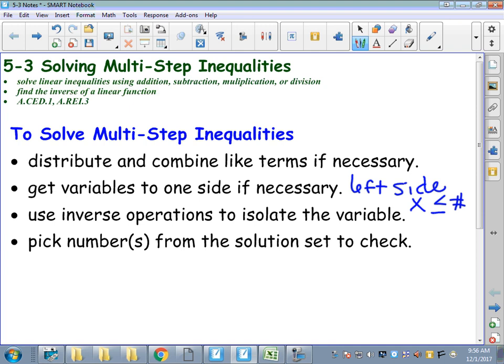Then you're going to use the inverse operations to isolate. Remember, you're undoing the problem, so whatever happened to the variable last has to be taken care of first. So it's kind of like an inverse order of operations. And then pick numbers from the solution to check. You can always pick a number, plug it in, and see if it works.